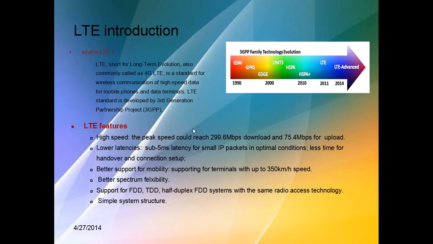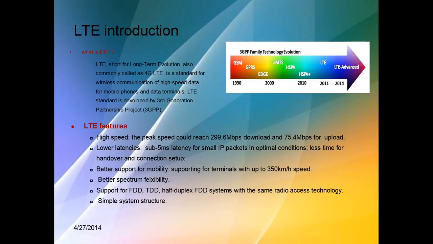And we can see from this picture the 3GPP family technology evolution is the wireless solution we use for mobile, from GSM in the 1990s till now the LTE and LTE Advanced we're using. It really brings us a lot of convenience.